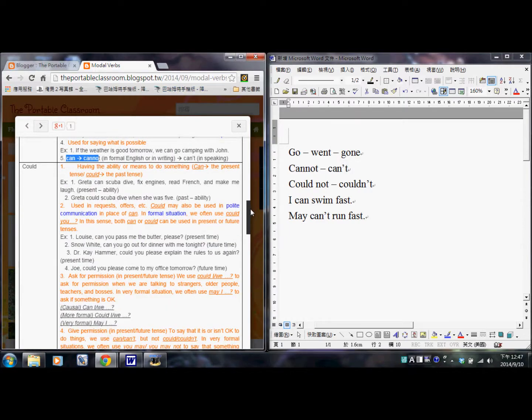Now let's look at could. First of all, we can use could to talk about ability as well. The only difference between can and could is that we use can to talk about something in the present. We use could for the past tense. So let's look at the following 2 examples.